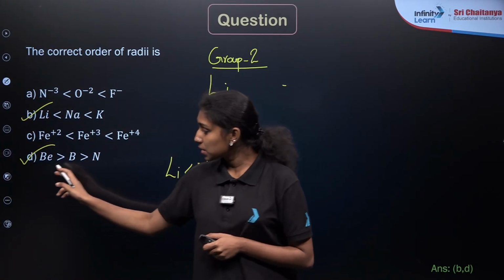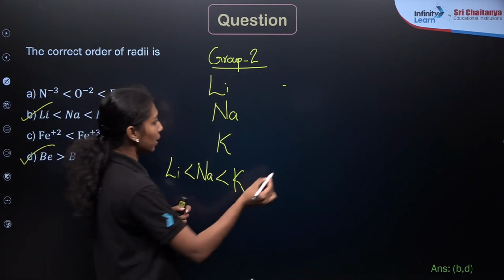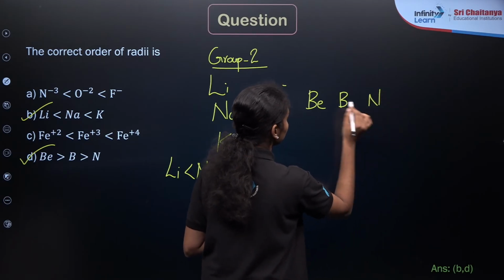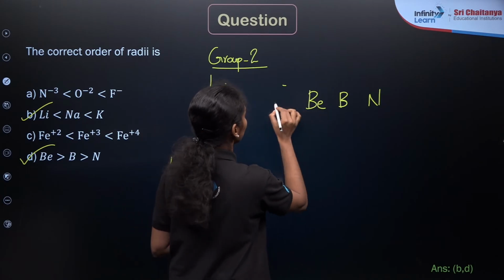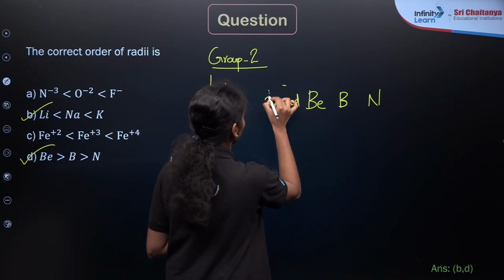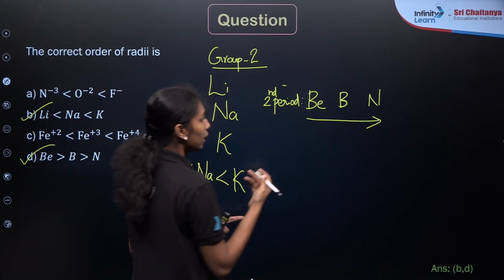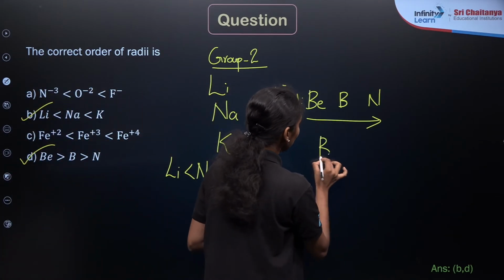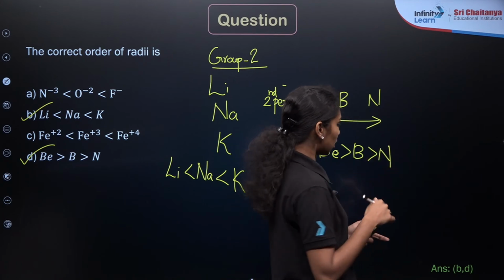Then what about the case of option D? Beryllium, boron and nitrogen, right? Beryllium, boron and nitrogen belong to the same period. So what is happening to the size when we are moving from left to right in a period? Beryllium to nitrogen, size decreases, right? Size decreases, which means that beryllium has the maximum, then boron, then nitrogen, right? So this will be the correct order, which is given in option D.